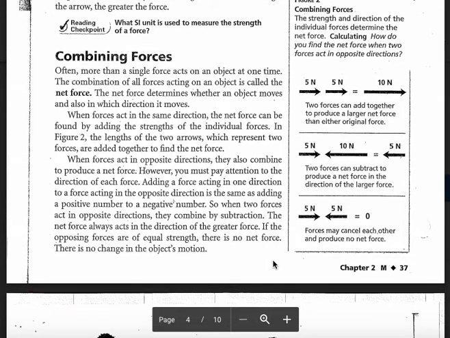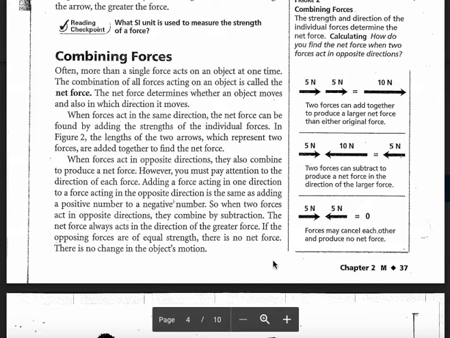Combining forces. Often, more than a single force acts on an object at one time. The combination of all forces acting on an object is called the net force. The net force determines whether an object moves and also in which direction it moves. When forces act in the same direction, the net force can be found by adding the strengths of the individual forces.